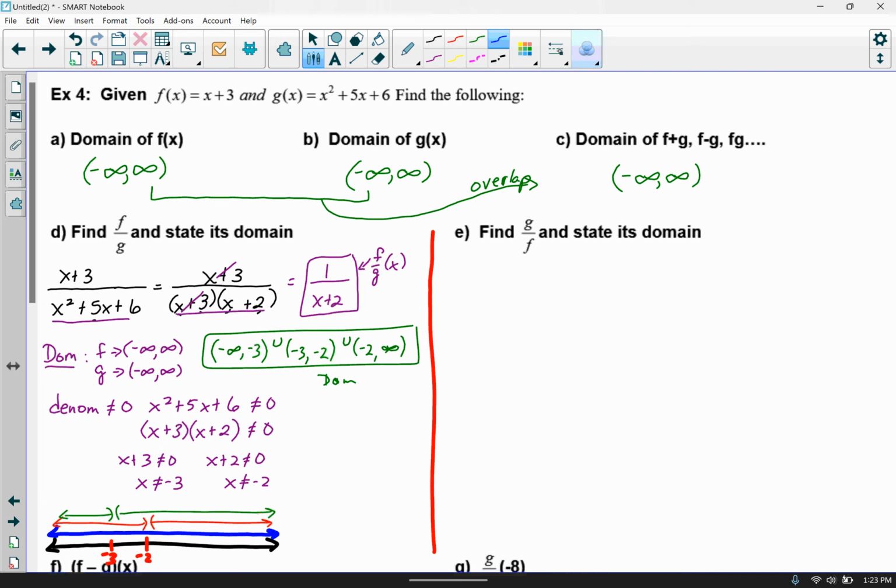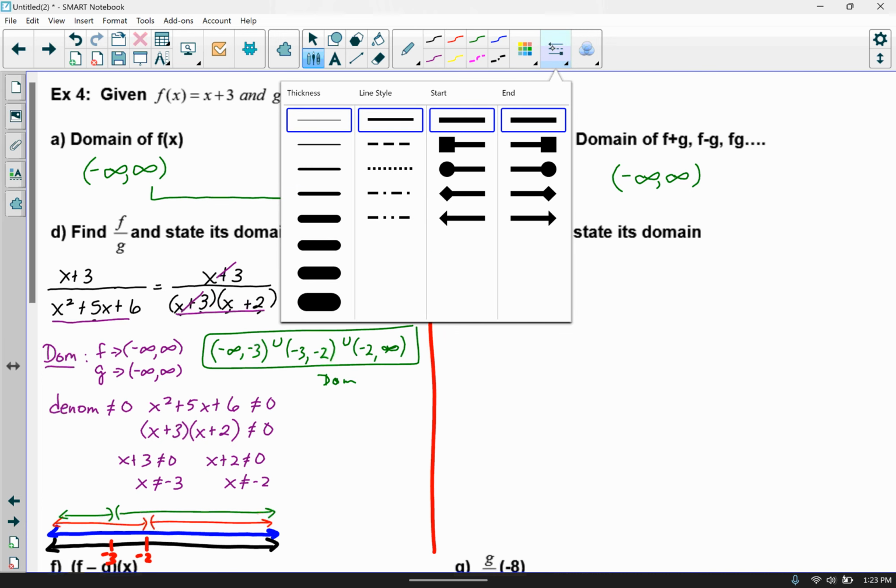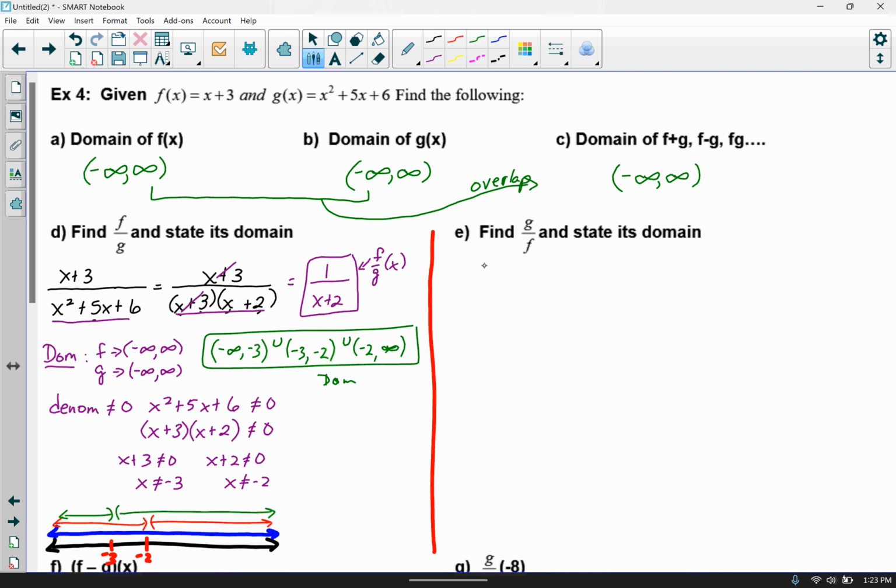So coming over here to letter E, I'm going to do g over f. Same two functions, so I have x squared plus 5x plus 6 all over x plus 3. The pen's not cooperating. There we go. All right. Up top, you're factoring. We've already factored it a couple of times now, so I'm just going to bring that over.